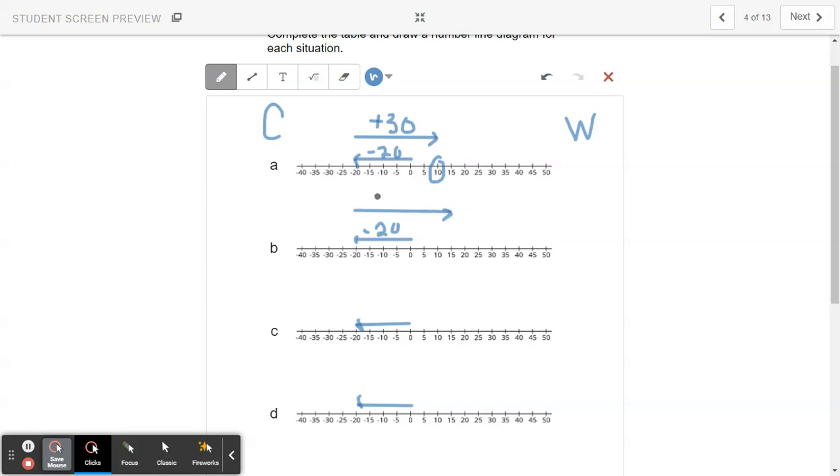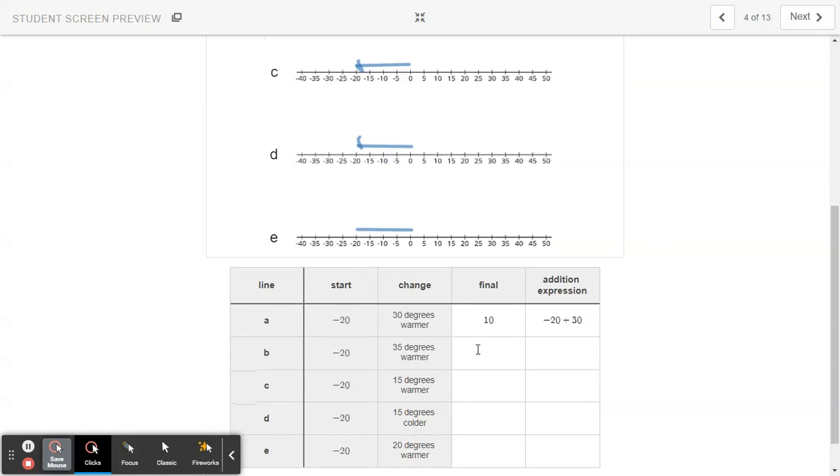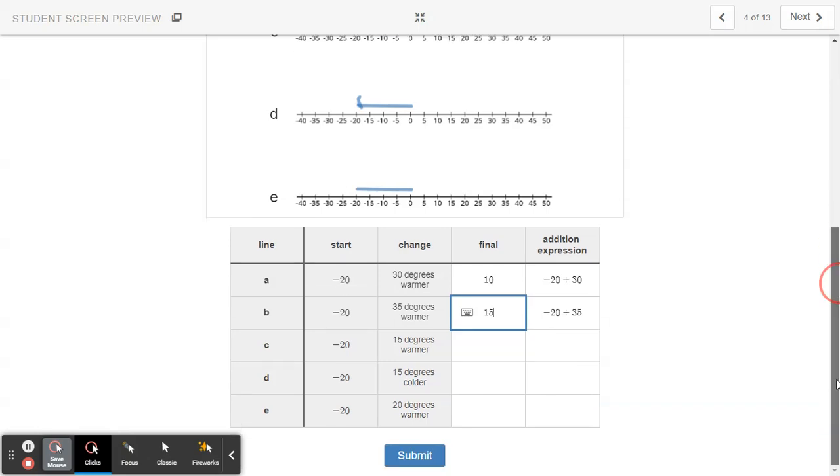So this one, the line is 35 and it's positive, and we ended at 15 degrees. So my final temperature was 15. We started at negative 20, so my addition statement that's showing what happened is that we started at negative 20, but then we add 35 positives, and we ended at 15. So negative 20 plus 35 is actually 15.